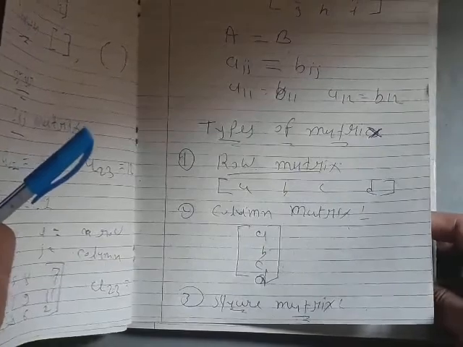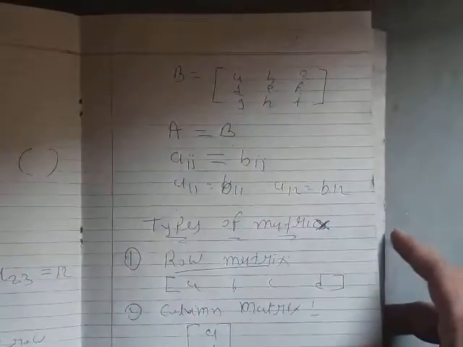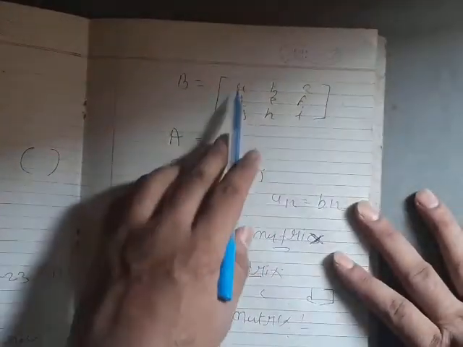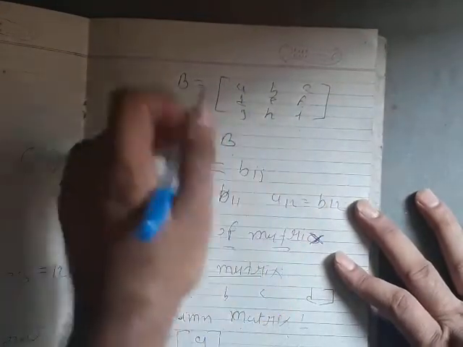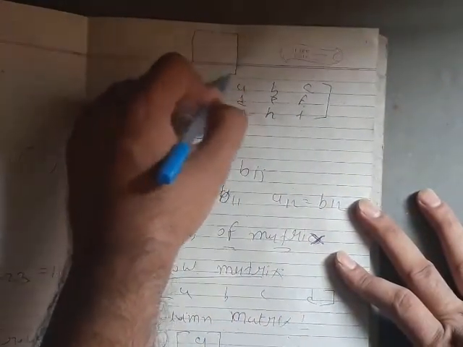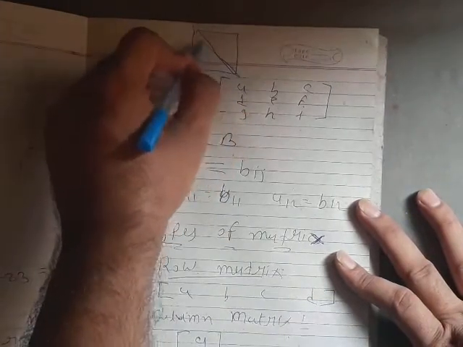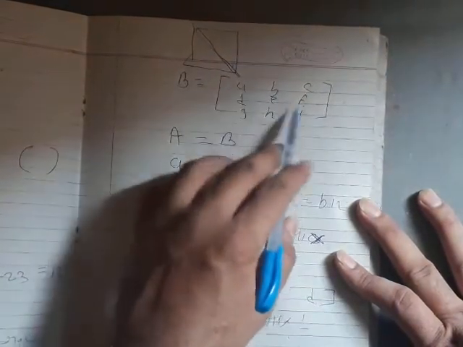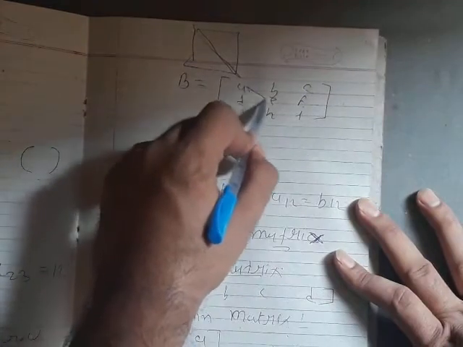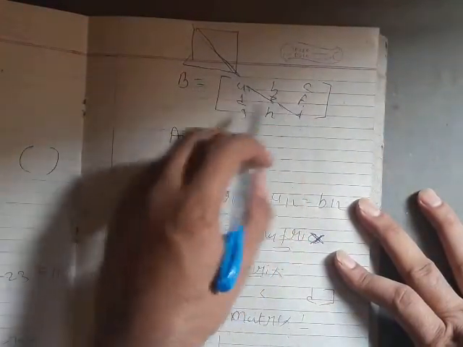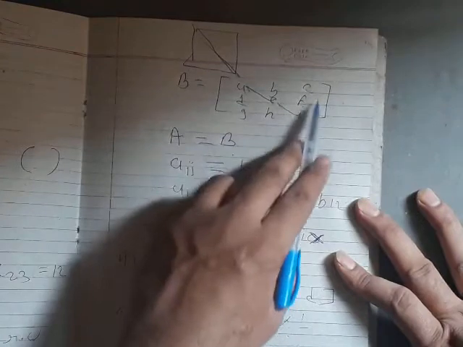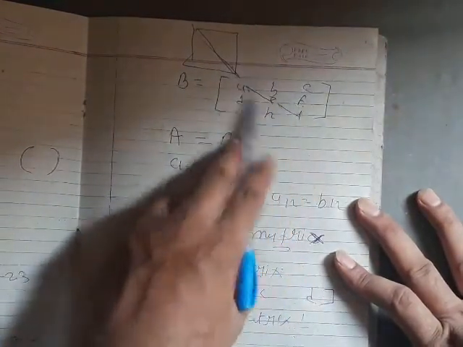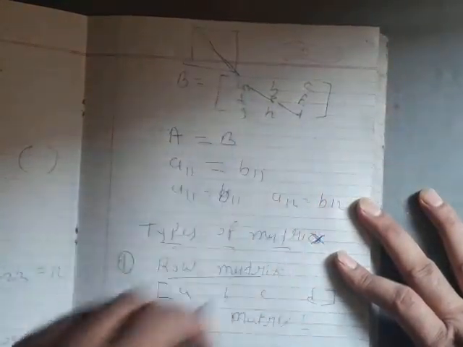And you should keep in mind that this is called the diagonal. In any square matrix we have a diagonal. So this is the diagonal, A, E, I. This AEI is the diagonal, and this is called the principal diagonal. This is also a diagonal, but that is not principal. This is the principal diagonal. On the basis of that, we are going to learn a different type of matrix called the diagonal matrix.